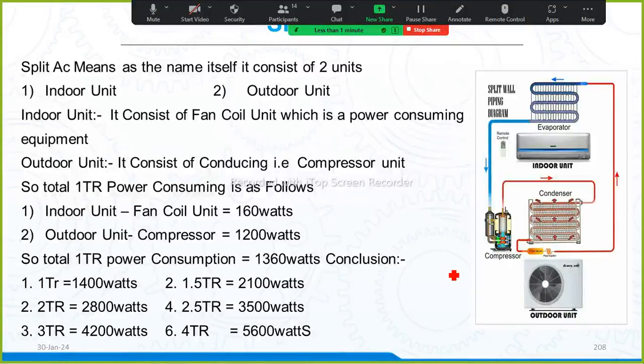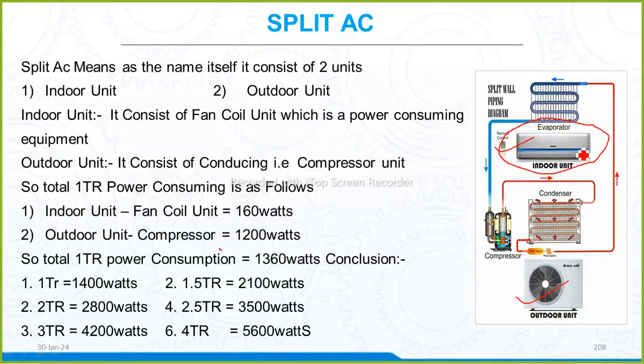First of all, what is a split AC? As the name itself says, split means it consists of 2 units. One is an indoor unit, another is an outdoor unit. Indoor unit means what you see in your home, inside the bedroom or hall or master bedroom: a small unit which is inside the room.